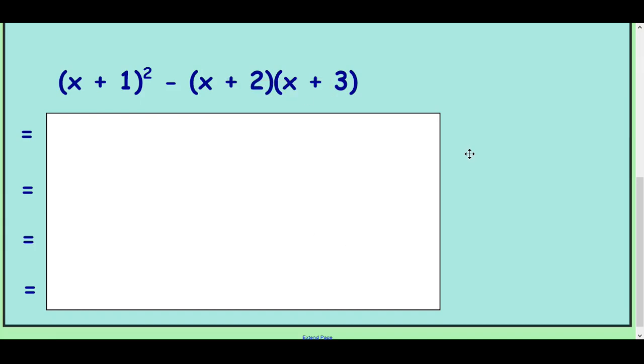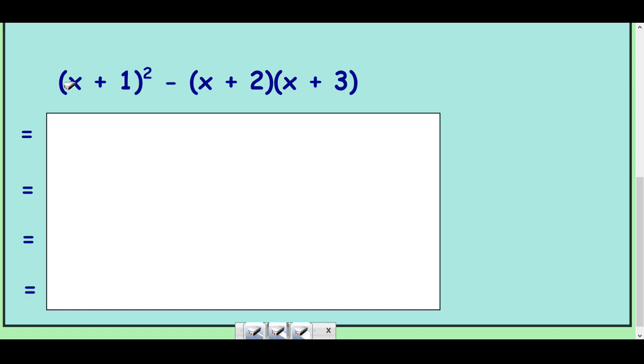In this lesson I'm going to continue from the previous lesson, multiplying out brackets and collecting terms. So let's look at this first one here. We've got x plus 1 squared, then we've got a takeaway, that's really important. If you're not sure about that, maybe watch the last lesson. Then we've got double brackets again.